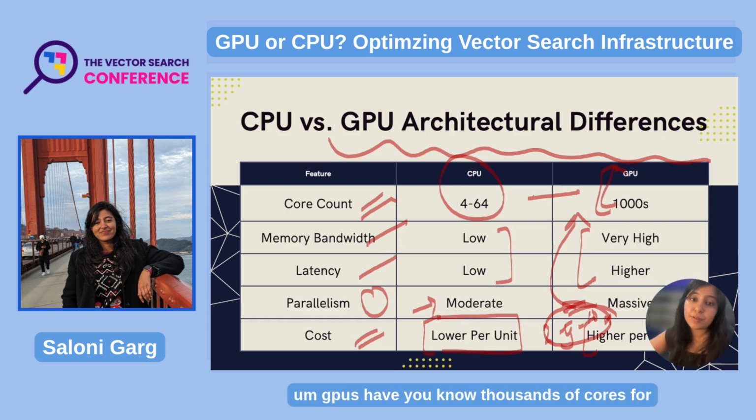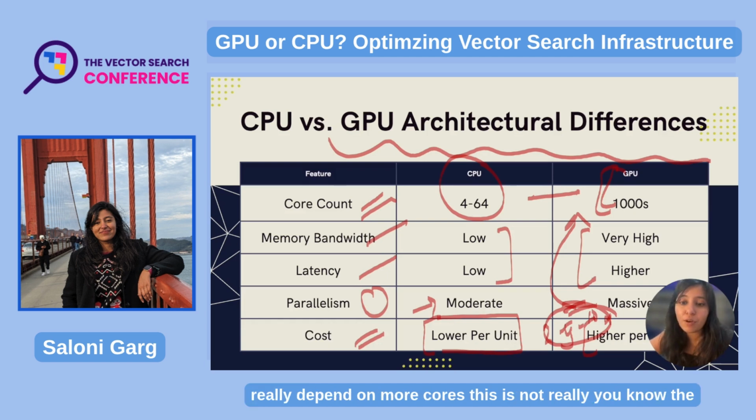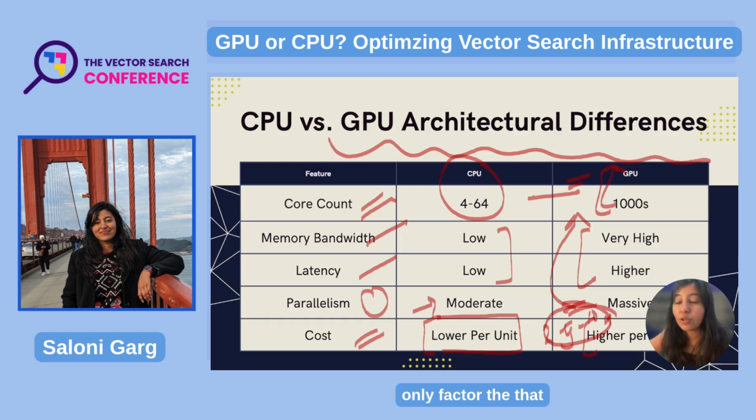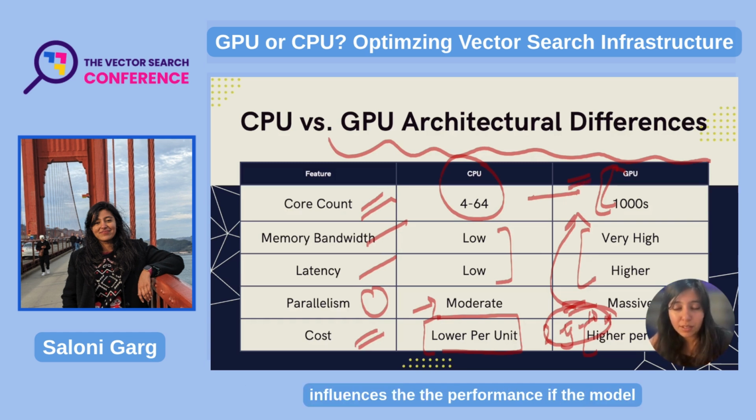So yeah, GPUs have thousands of cores for SIMD workloads. But the performance doesn't really depend only on more cores. This is not the only factor that influences the performance.